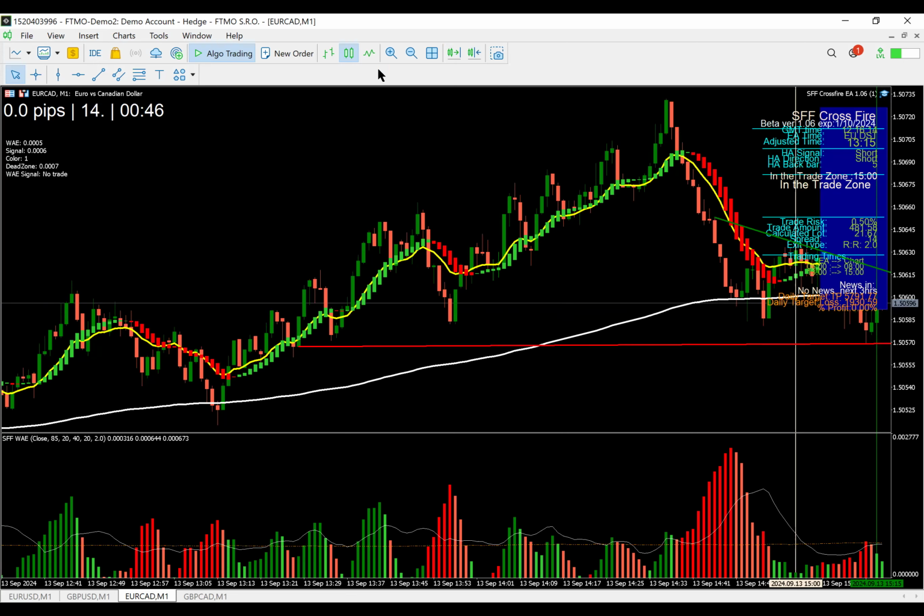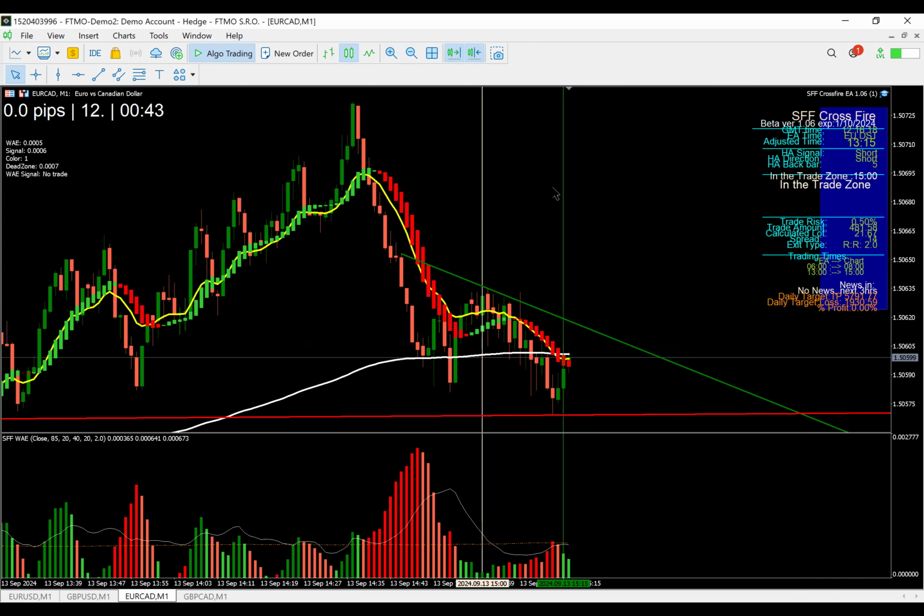Let's just go back. So that's looking like a horizontal line. It should be slightly inclined, I'm guessing. We'll see if we can get that right. But it doesn't make any difference to the current situation because price is currently in what we call no man's land. It's between the green trend line and the red trend line. So we're not taking any trades.